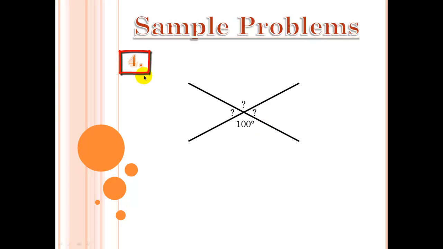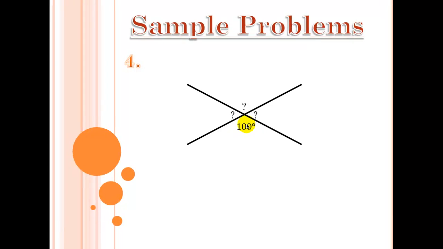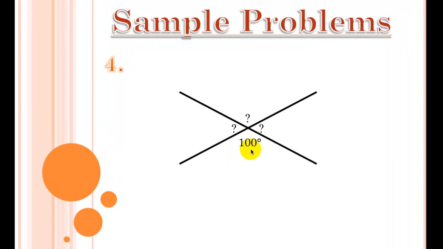Sample problem number 4. In here, we are going to use the opposite angle theorem and the supplementary angle theorem. First we'll do the opposite angle theorem. What we have here is 100 degrees, and this is the opposite angle, so this angle would also equal 100 degrees.